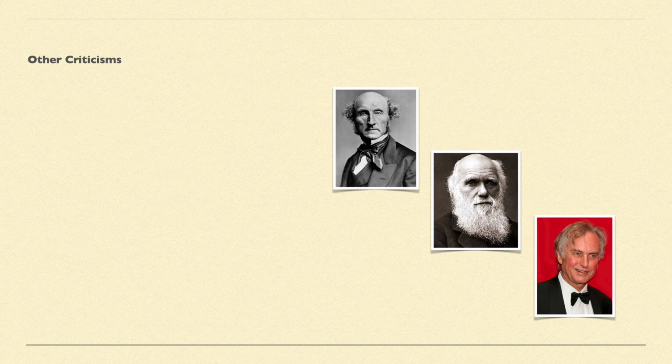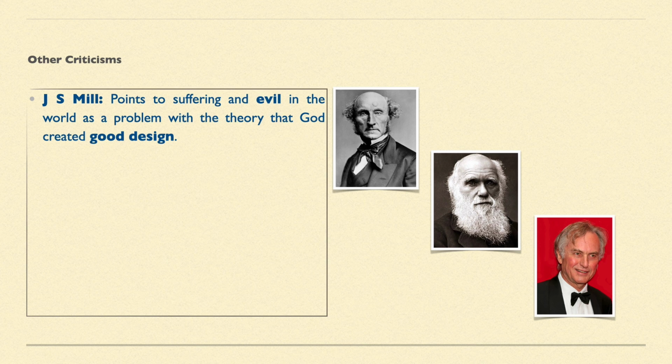Some other criticisms come from these three people here. First, you should be familiar with, from your ethics branch of the course, John Stuart Mill, which you discuss in utilitarianism. Now, he points out that there's a big problem with arguing for a good designer, an intelligent designer like God, because when you look at the random chaos of suffering and evil that exists in the world and you observe that, suddenly there doesn't seem to be such a good designer after all.